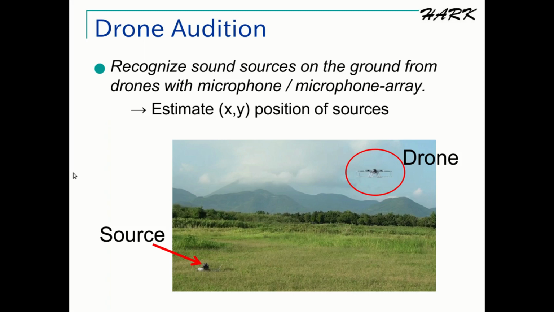What we consider in our project is to find and point out the position of sound sources on the ground from a flying drone equipped with a microphone array as shown in this photo. You can find a drone with a fine frame surrounding the body here as a microphone array, and a loudspeaker on the ground, as shown here, that was utilized as a simulated sound source.